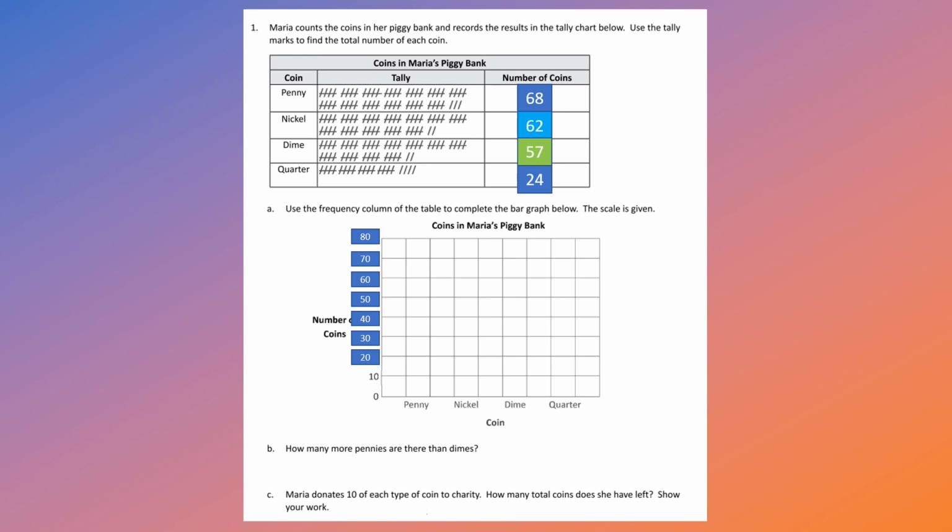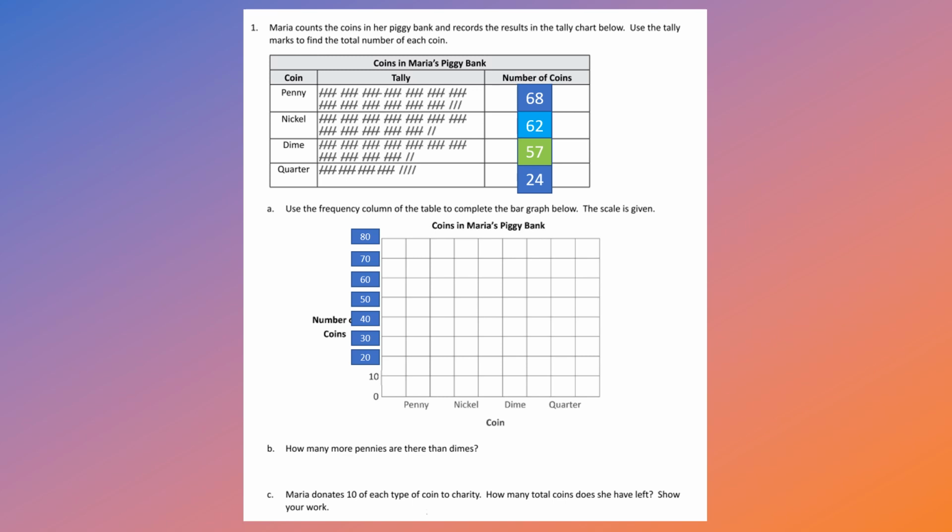Now you'll notice that we're counting by tens, but none of the number of coins are multiples of 10, which means we're going to have to estimate about where those bars should be. Now the most important thing to remember here is as long as you're between the correct tens, then your bars are actually a realistic estimate. So this is what I mean. For pennies, right? There were 68 pennies. Well, it will be hard to shade exactly 68 according to the scale that we have.